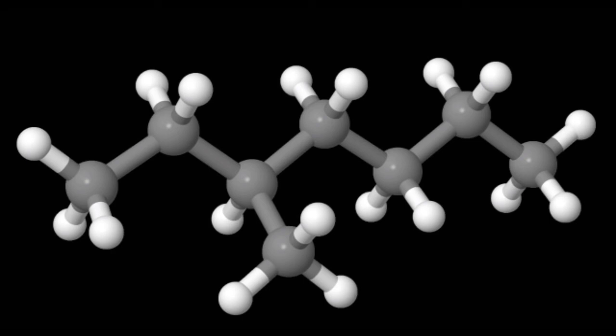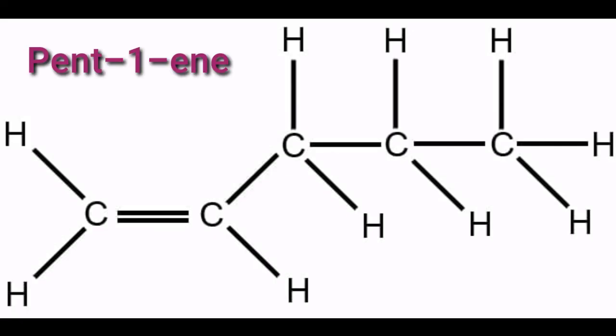Now we move on to the next example, pent-1-ene. Step 1, it is a 5 carbon atoms chain and hence the root word is pent according to rule 1. Step 2, there is a carbon to carbon double bond. The suffix is ene.